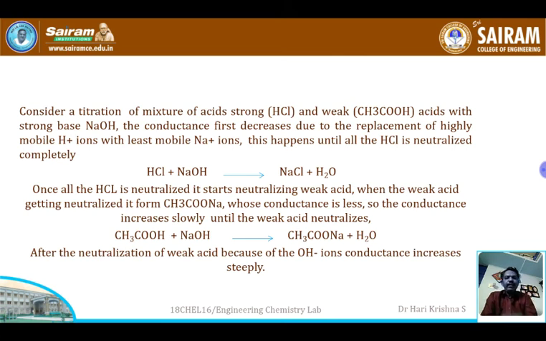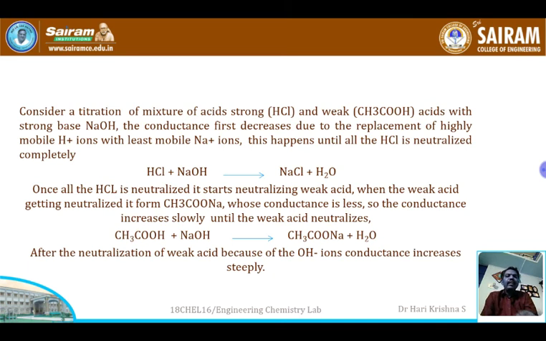So initially, when you dip the conductivity cell into the beaker, the conductance depends upon the highly mobile ion. What is the highly mobile ion here? H plus ion, right? So when you add NaOH, what happens? H plus ion concentration decreases. Therefore, conductance also will decrease. So once the entire H plus gets neutralized, now what happens?